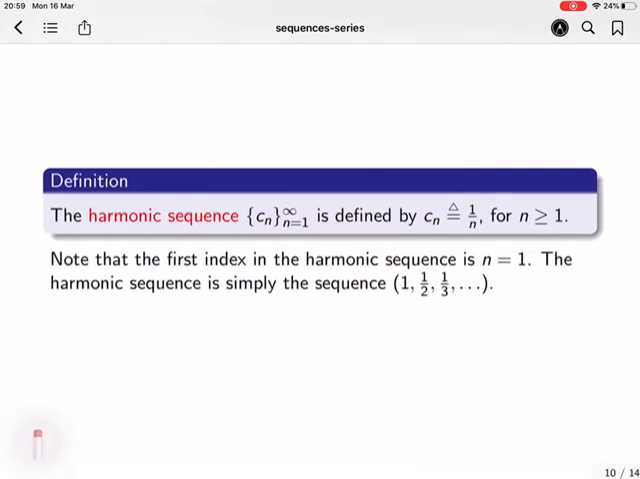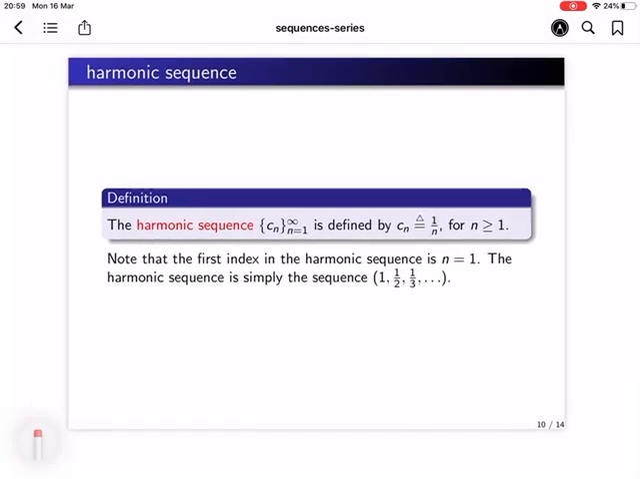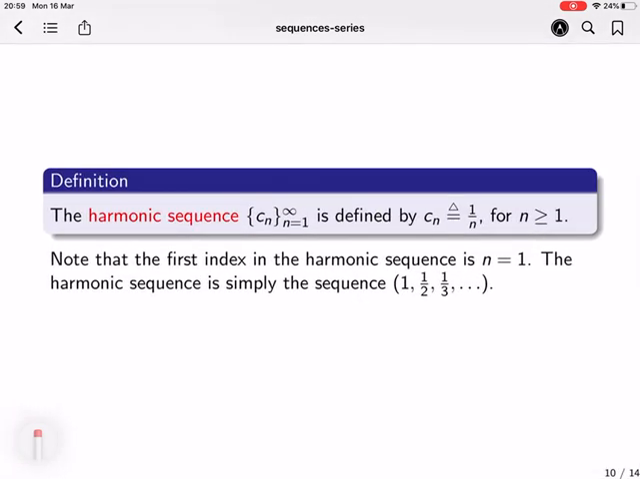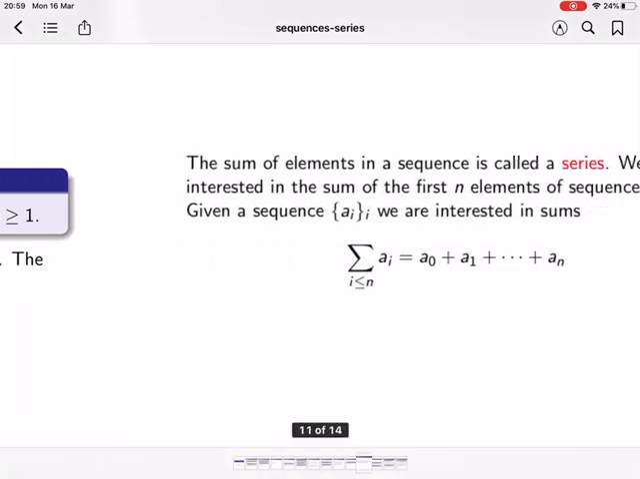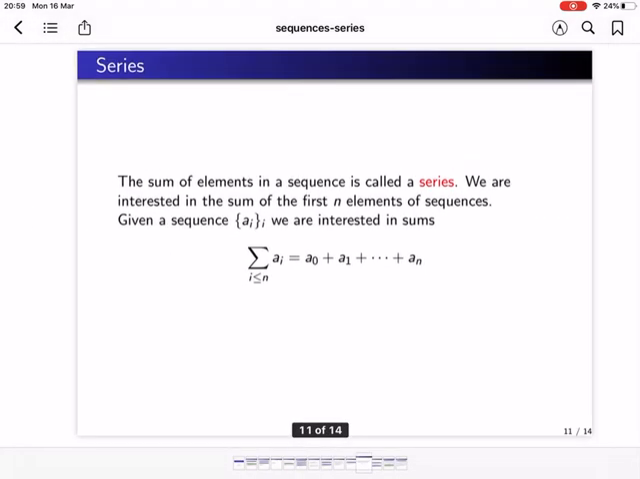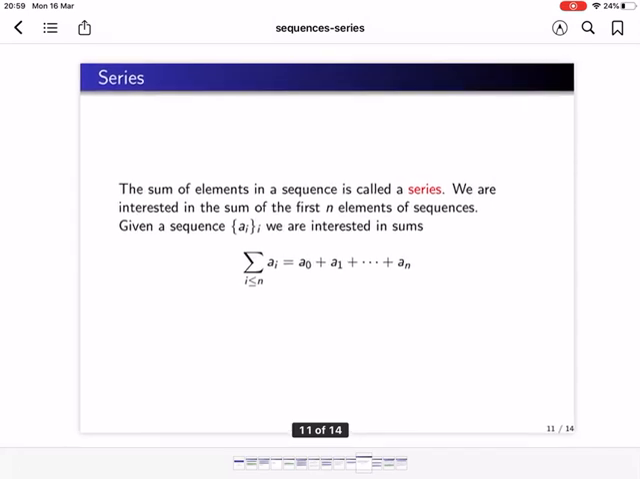What is the harmonic sequence? The harmonic sequence, there's only one such sequence. The harmonic sequence is defined by Cn equals 1 over n for every n. We're talking here about n's which are greater than or equal to 1. We don't want to divide by 0. Okay. So the harmonic sequence is simply the sequence 1, 1/2, 1/3, 1/4, and so on. Good. Now, we're done with sequences.